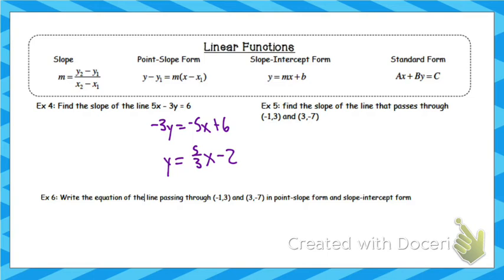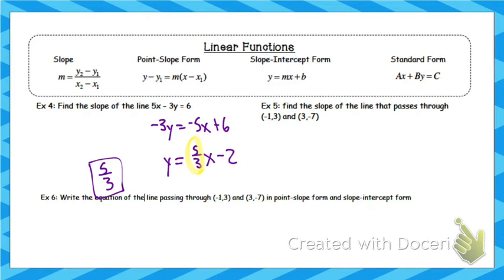Once you've solved for y, then it's easy to see your slope. The slope is 5/3. And a lot of people will say it's 5/3 x. Just remember the x isn't really part of the slope, okay? A slope is your rise over your run, your change in y's over your change in x's. We don't need to include the x. The x is just in the equation.